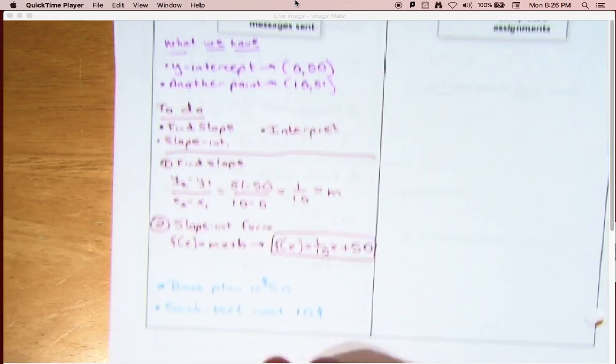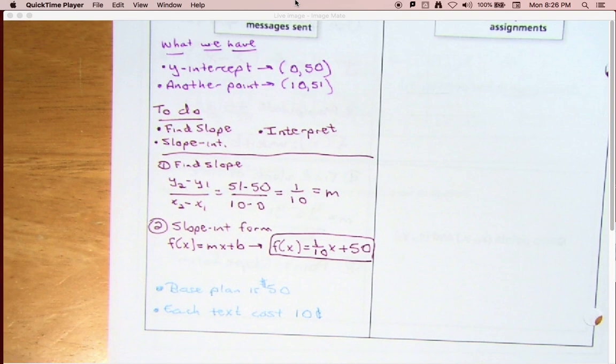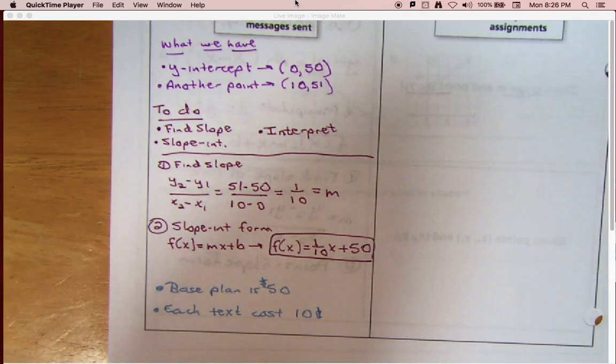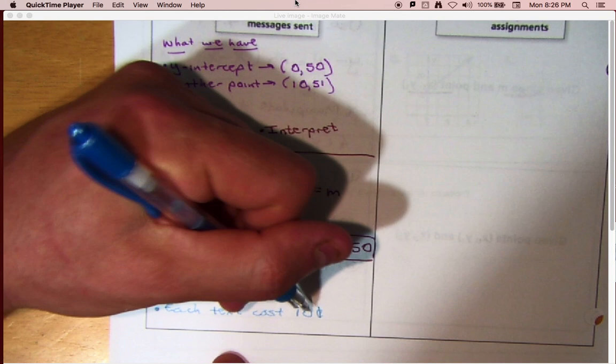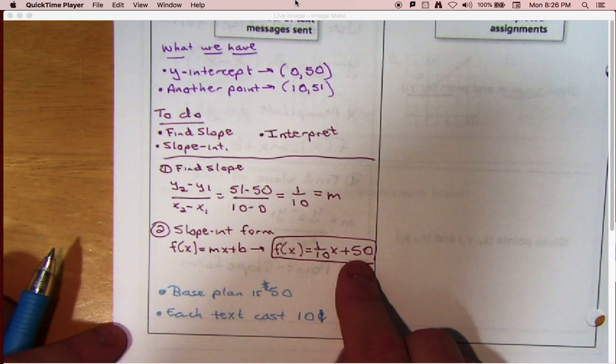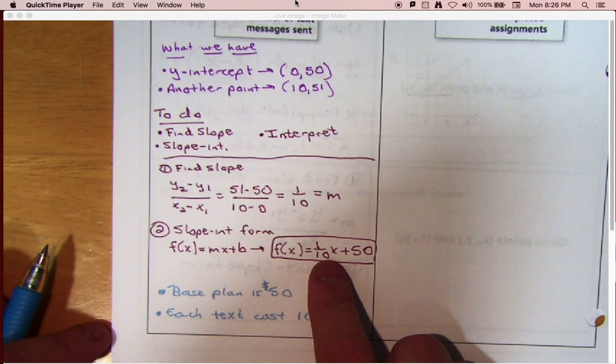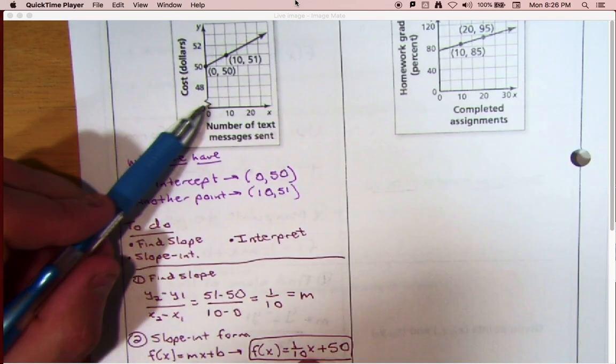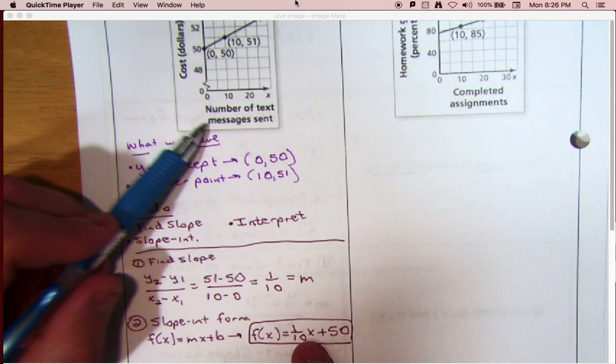So it's kind of an outdated plan. Most plans now, it's just everything's unlimited. But hey, it's still a good problem for you to see. So base plan is $50. That's how much we have to pay regardless. If we look at x, it's the number of text messages sent. That means each one costs a dime.